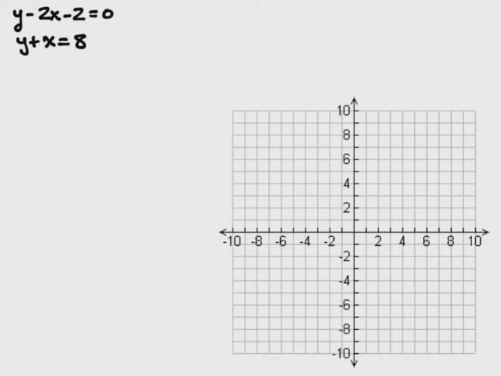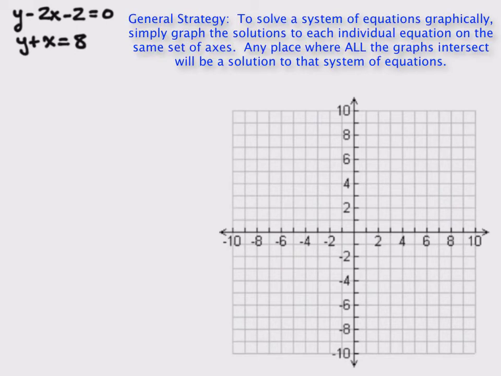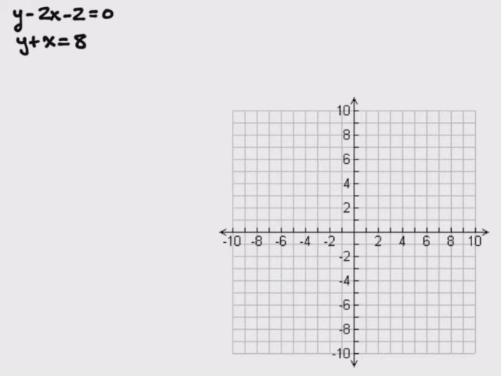Once again, our general strategy is to graph each of these equations individually, and any place where all of the graphs intersect will be an ordered pair that makes both of these equations true at the same time, and hence that will be a solution to this system of equations. A couple notes. You can graph these however you'd like, right? We've got a lot of strategies for graphing lines. You can use any of them. And one word of caution is, please take your time and graph these as accurately as possible, because if your graph isn't accurate, they might intersect at the wrong place, and you might get something that actually isn't the solution. So why don't you pause the video, solve this system of equations, and then play the video when we're done, and we'll reconvene.